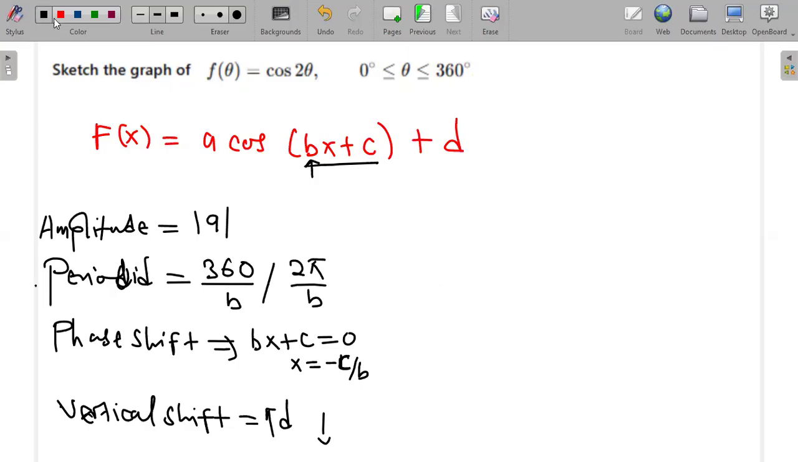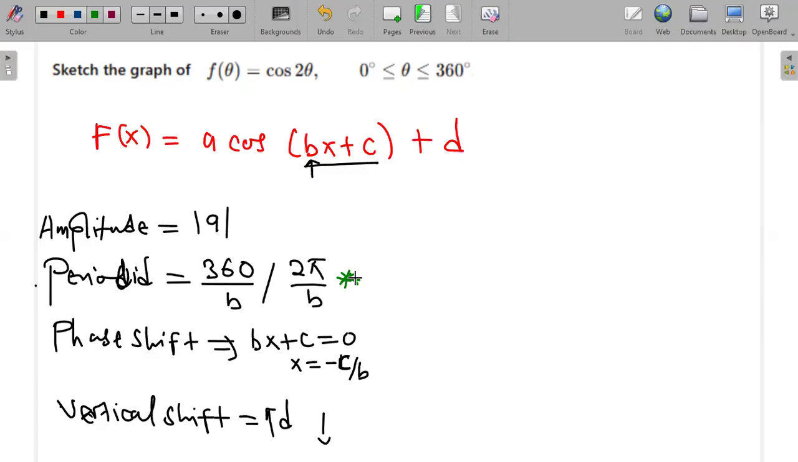Now the important thing that you have to understand here is the period. The period tells you in how many degrees or in how many radians you're going to have a full cycle. So if, let's say, your period is 360, then it means from 0 to 360 you should have a full cycle for that trigonometric ratio.